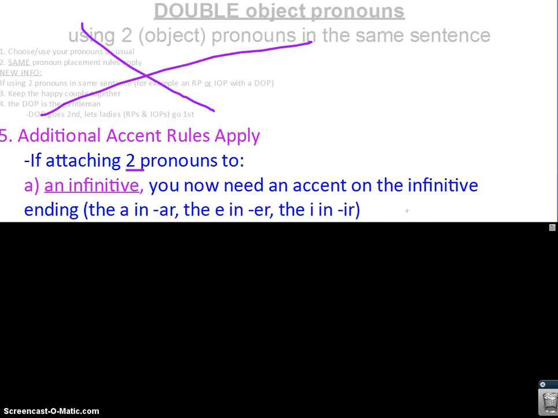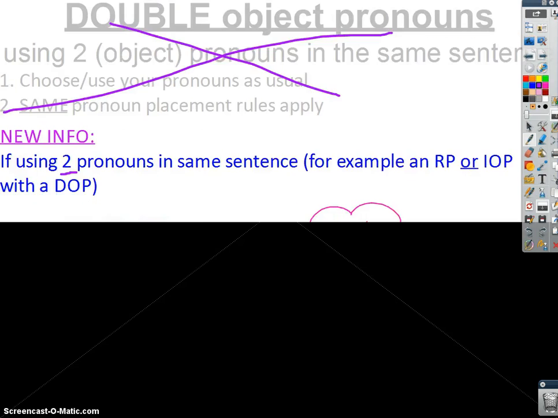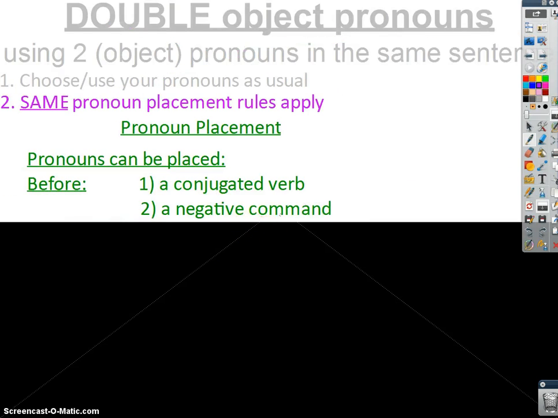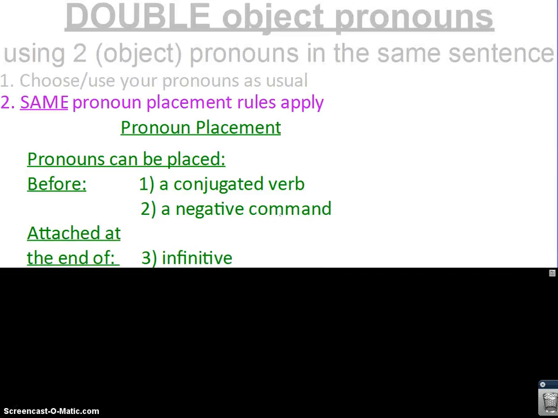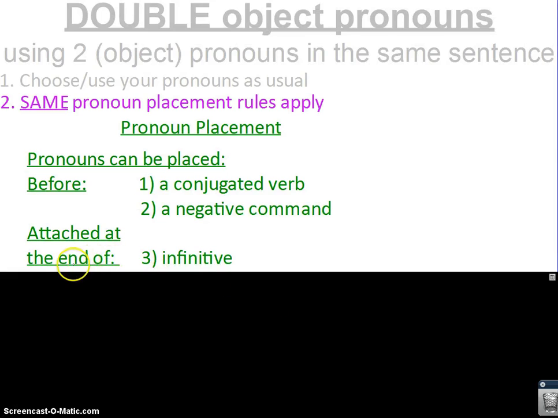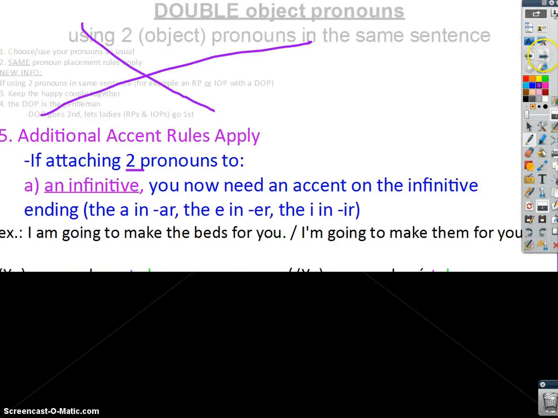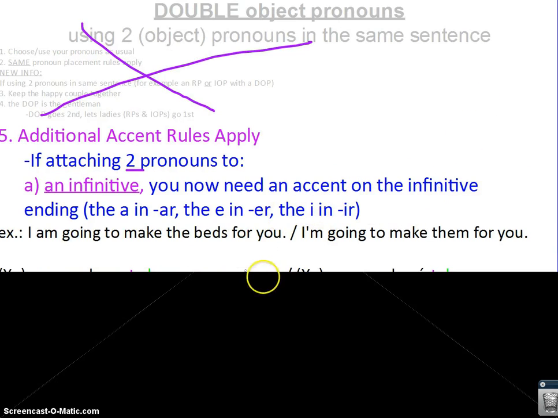So remember, if you're just attaching one pronoun to an infinitive, no accent, because let me go back to this screen right here. Look, before, when we were using one pronoun, this one does not have a star. So if you just have one pronoun attached to the end of an infinitive, no accent. But as this rule is telling us, you now need an accent on the infinitive ending if you attach two pronouns.